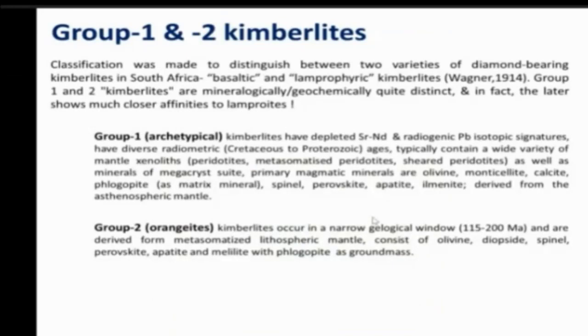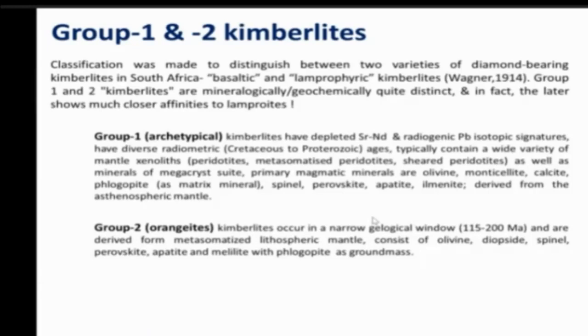Initially, Wagner, way back in 1914, came up with a very different approach to define kimberlite, and he did that with the observation of two different types of kimberlites that he termed basaltic and lamprophyric, because of the close proximity of some of the rocks to basalts, especially ocean island basalts. These two varieties of rock were eventually termed group one and group two.